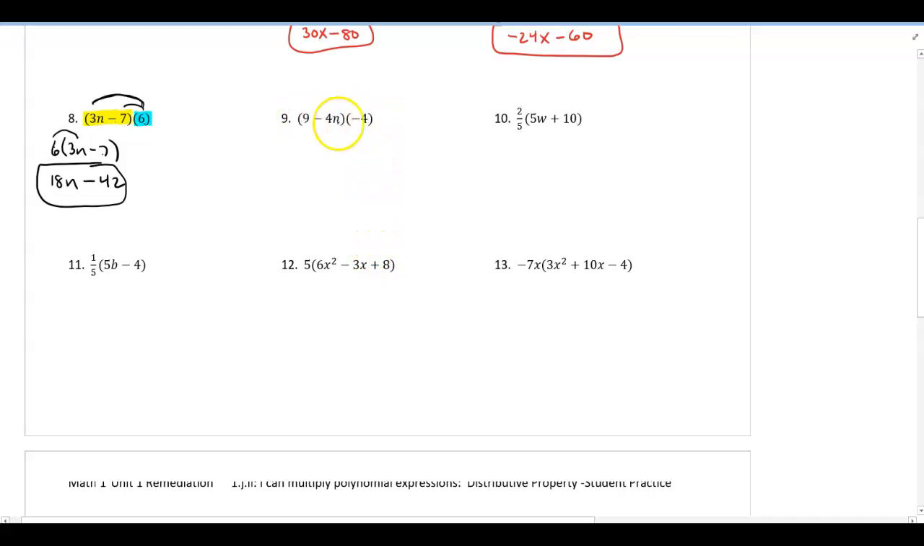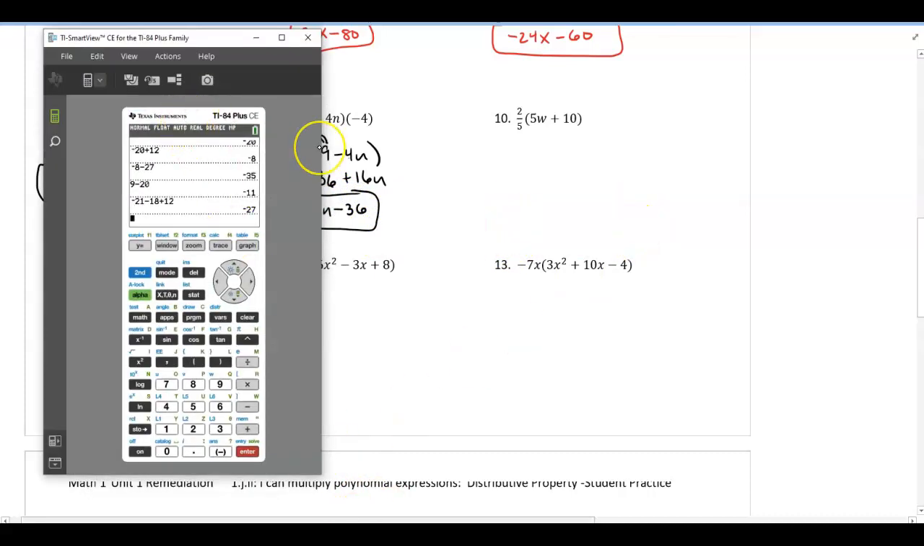So I actually like to rewrite the problem so that this would read negative 4 times 9 minus 4n. Now, the one thing you have to remember is when you distribute, negative 4 times 9 is negative 36. Negative 4 times negative 4n is plus 16n. But right now, this is not written in standard form, so we want to go ahead and rewrite this as positive 16n minus 36. Okay?